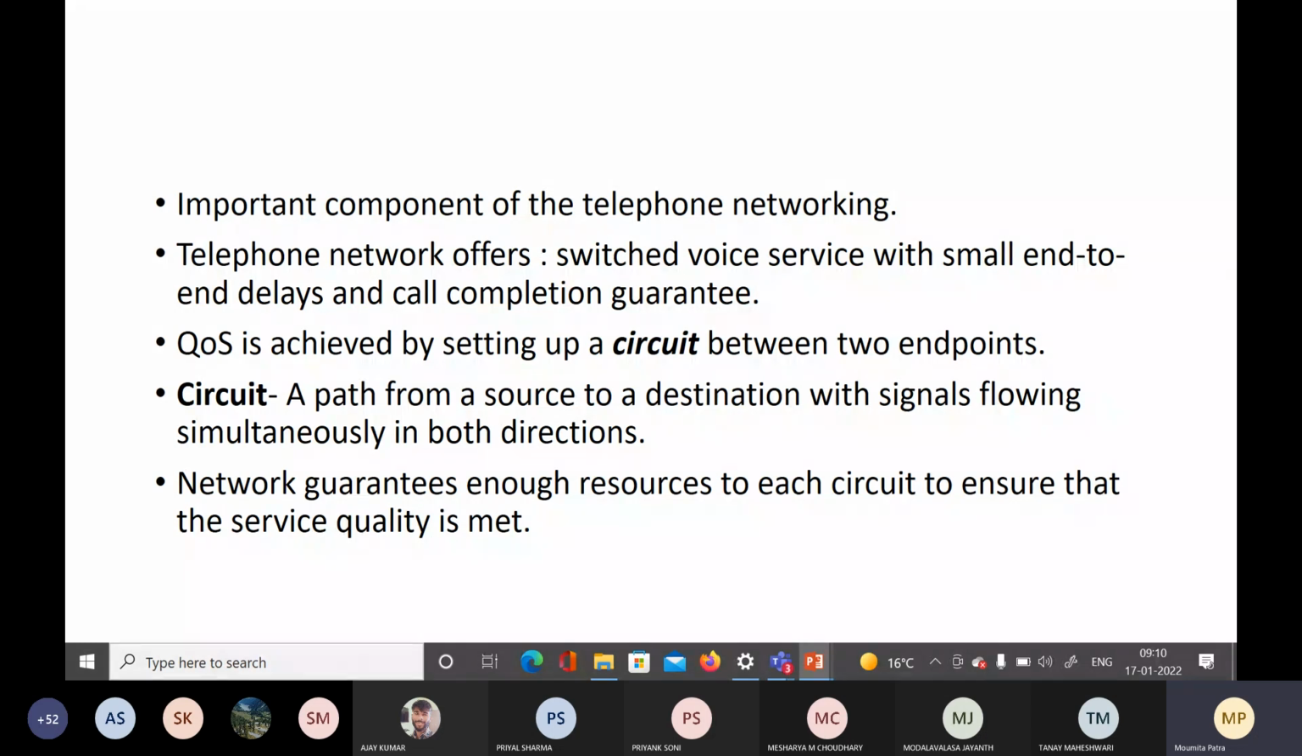What are the properties and features of circuit switching? If you use those features of circuit switching in a telephone network, these will be the basic requirements when you want to set up a path between any source and destination in a telephone network too.